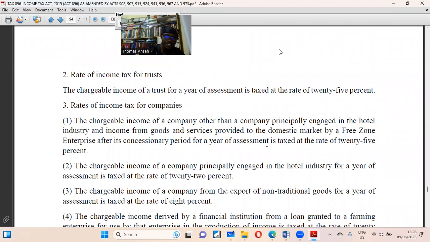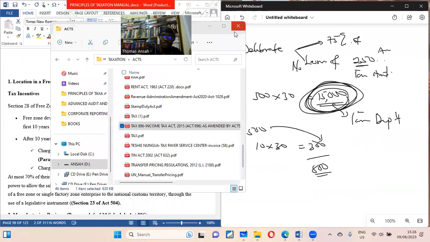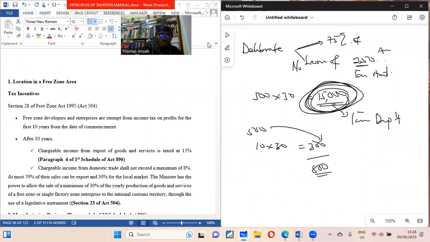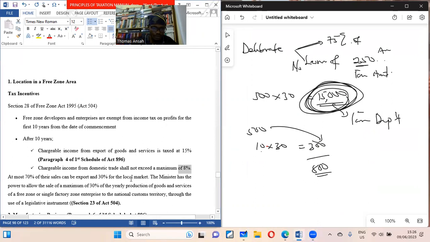All right, because this one says other than hotels and those from the domestic market of free zone companies after their concession of 10 years, all the others are 25%. So that is the reason why I kept it there. But anyway, I still look for the amendments to see if there is any, because I see 25% in books, but I would want to see the change myself. All right, so that is that.